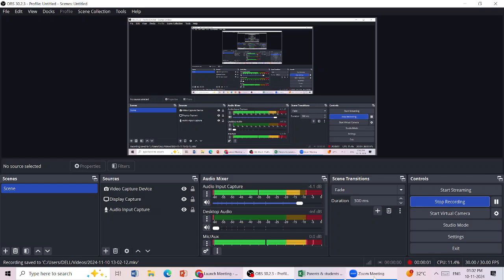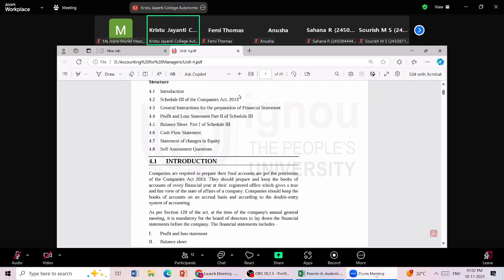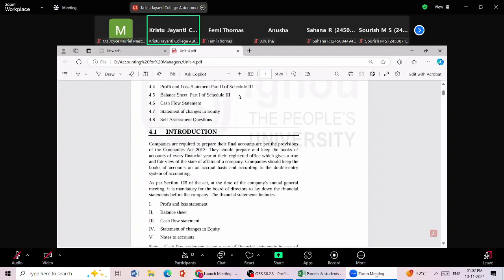As per the new Companies Act 2013, here the major things which you need to focus on are the P&L and the balance sheet. As per section 129 of the Act, at the company's annual general meeting, it is mandatory that the board of directors should lay down these statements before the company.